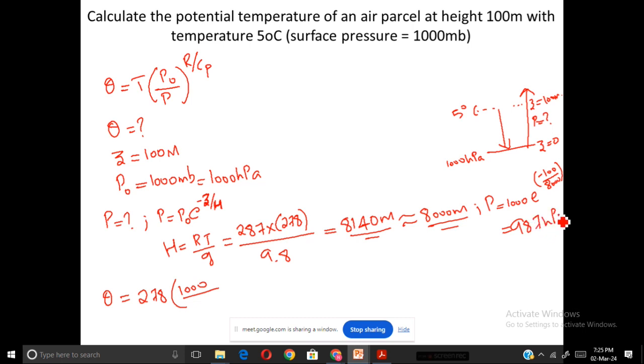987 hectopascal it will be. So this is the value of T. Now we have T0 we know, T we know, R is 287, Cp is basically 1004. Specific heat at constant pressure, that is a constant value. In case of air it is 1004. So what will be the final value? 278 into 1000 by 987, the whole raised to 287 by 1004.